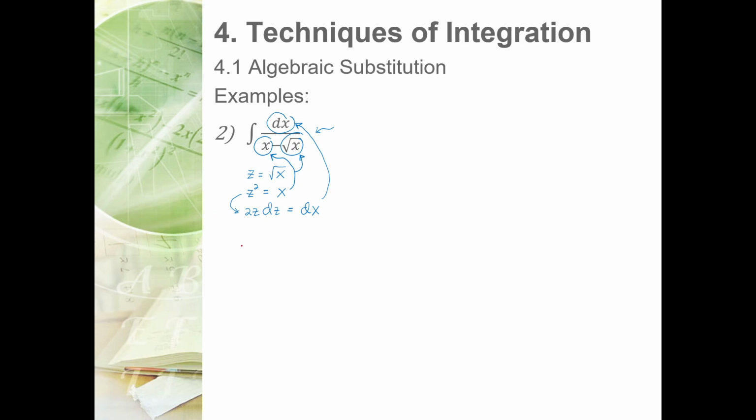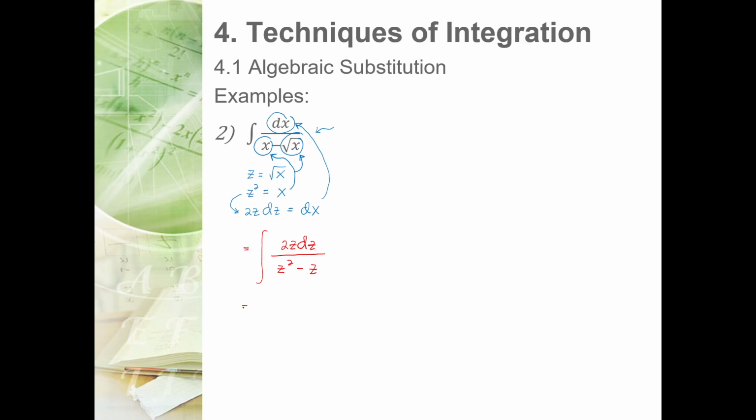So writing the new format in the z variable, dx is equal to 2z dz, all over x minus square root of x. So your x is z squared, then minus square root of x, that's z.